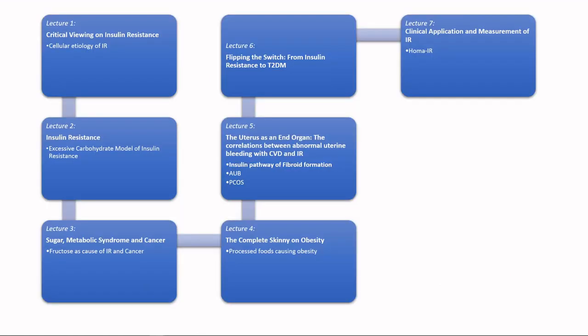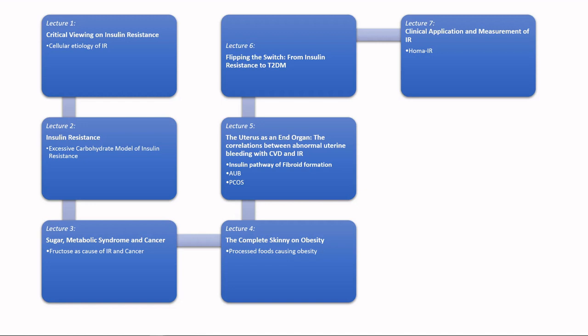Here is a roadmap for Module 3. We will start with a very in-depth, detail-oriented lecture on the intracellular etiology of insulin resistance. Although there is no direct clinical application alone from this lecture, it is important as a clinician to understand the underlying cellular pathophysiology of insulin resistance.